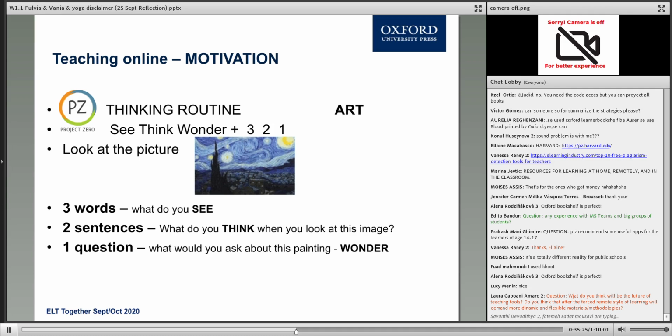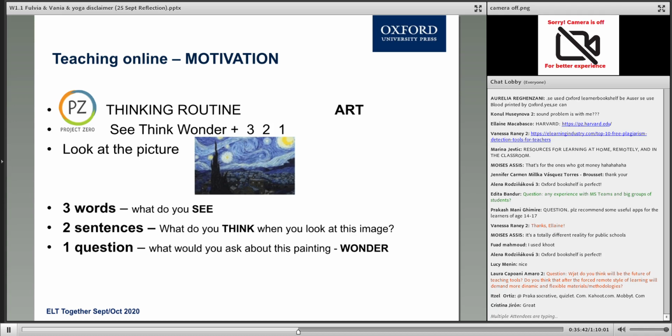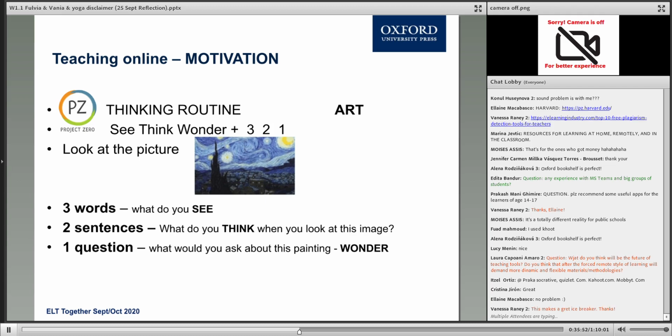The first thinking routine, see, think, wonder. Students have to look at a photo, a picture, whatever, and they have to write, because this thinking routine is all about having the thinking visible. So they do have to write something very quickly in topics, what they see about the picture, what they think about the picture, and what they wonder, what they would like to know about the picture, about the painter, etc.